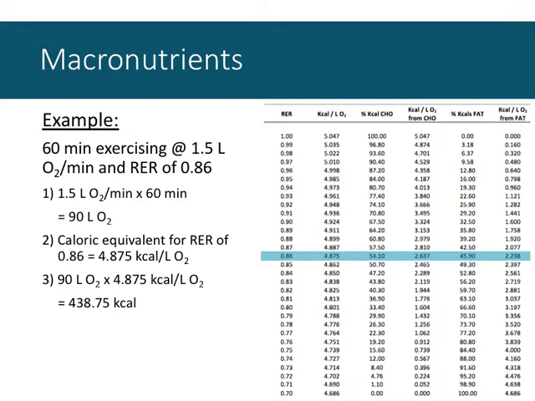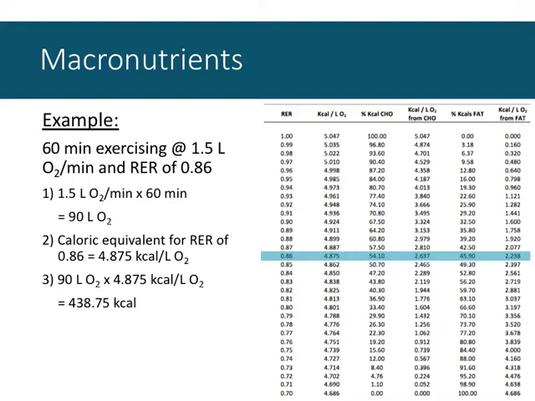rule, but when we want a more accurate depiction and a breakdown of carbohydrates and fat, we use numbers like this. I would probably prefer you to give me a calculation or results like this on a final exam, for instance, not just ballpark 5 kcals per liter.